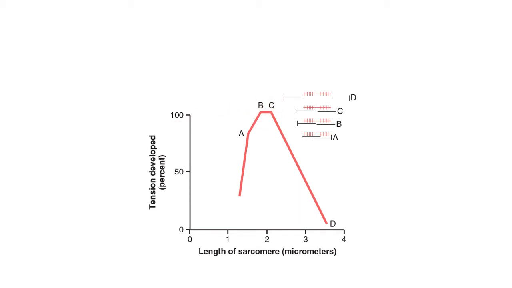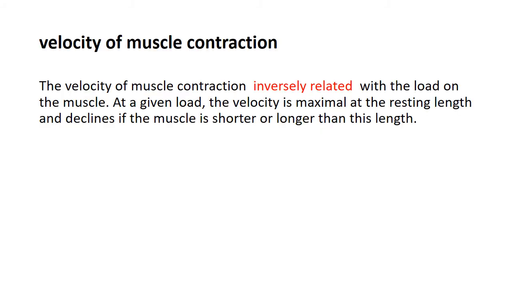So it is also related to the length of the sarcomere, which is the unit of contraction. Now the velocity of muscle contraction is inversely related with the load. It is not directly related, it is inversely related.